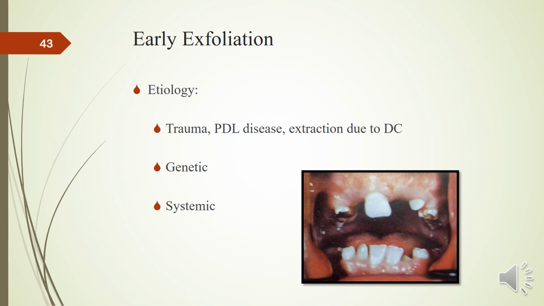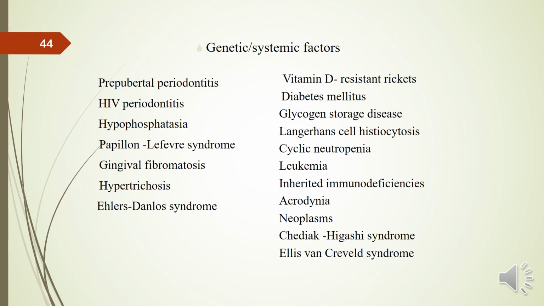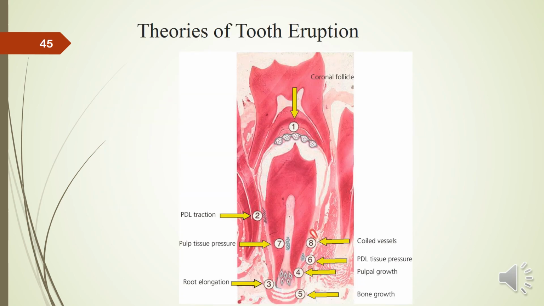And of course early exfoliation again can have some genetic predilections and some systemic disorders. The genetic and systemic disorders I have just listed out here. You don't need to remember all of it, but you need to remember that there will be some systemic factors responsible for early exfoliation. So if you are again not able to explain early exfoliation from the local factors, then you need to come back and look at the systemic factors and then investigate accordingly.